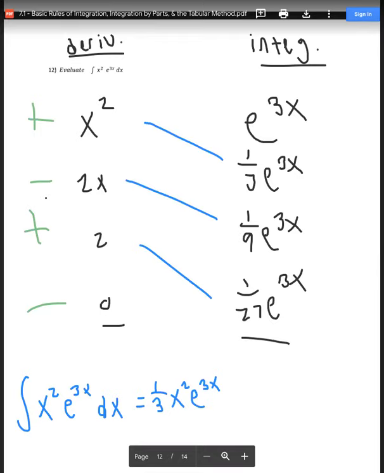Okay, so what's the next one? Minus 2/9 x e to the 3x. Perfect. Last one. Plus 2 over 27 e to the 3x. What's one more thing you have to add? Plus c. Yeah, perfect. And that's the answer.